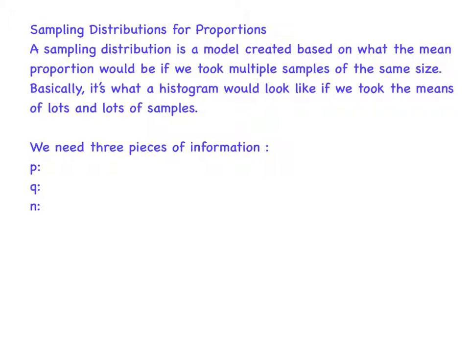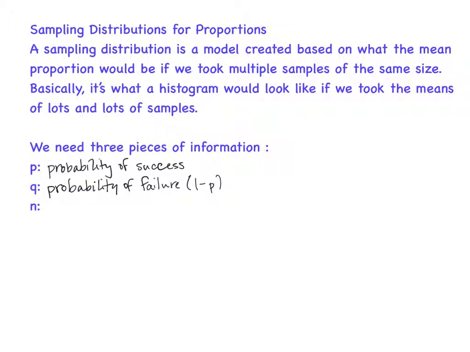So we need 3 pieces of information. P is the probability of success. Q is the probability of failure. And we're working with data that's only going to have a success and a failure. There's only 2 possible outcomes. So when we have the probability of success, the probability of failure is 1 minus P. And then N is our sample size. And as I said, the larger the sample size is, the closer to the normal model it starts to look.